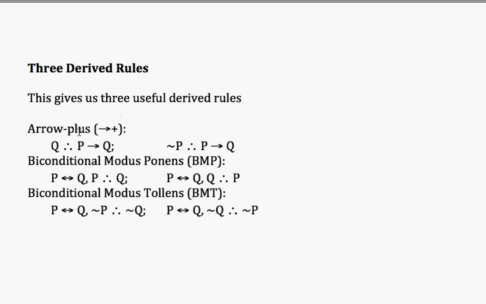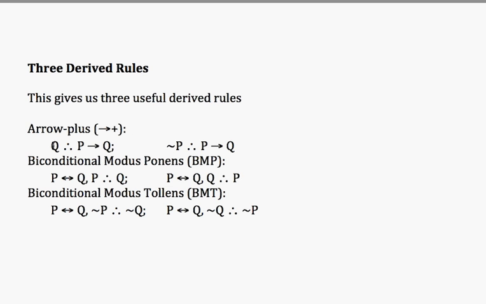The first rule is arrow plus, and it comes in two forms. If you've got Q, you can take it as the consequent of any conditional whatever. You can put anything you like here. I've used a sentence letter, but it could be anything. From Q, P arrow Q, or whatever you like arrow Q, follows. From not P, P arrow Q also follows.